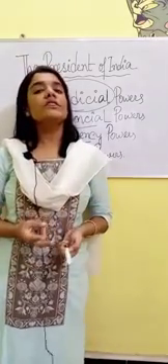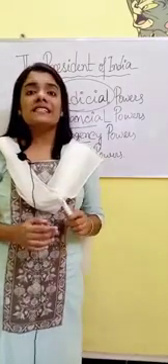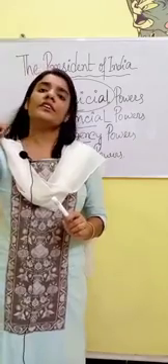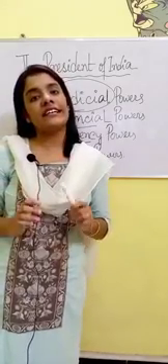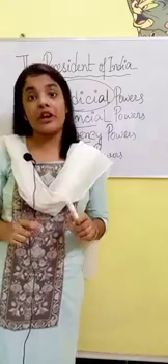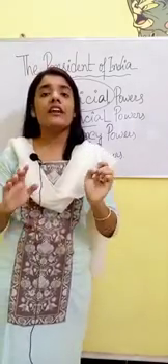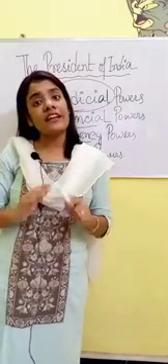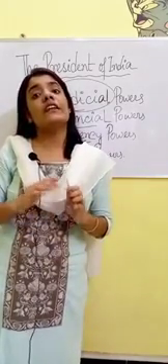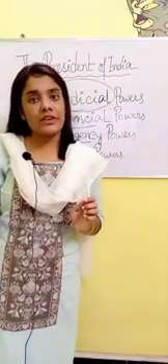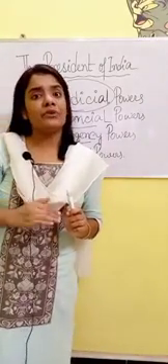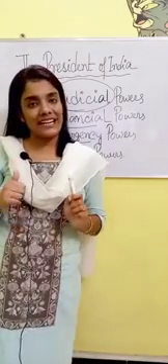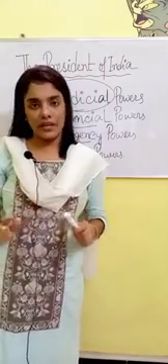Now, what about the third judicial power? The President of India can grant pardon to any criminal who has been given a death sentence by the Supreme Court. Not only this, he can also reduce the duration of punishment of any criminal who has been given a long-term punishment. So he can reduce the time duration of punishment also. So these are the three judicial powers that are enjoyed by the President of India.